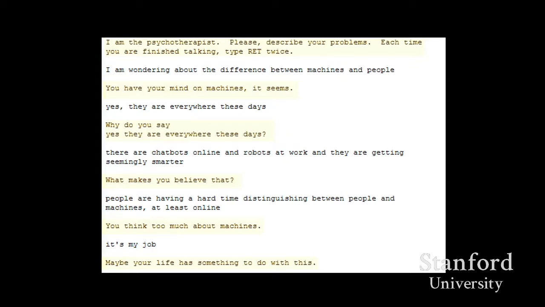And this is an actual interaction with Eliza that I did. But the thing is, he framed it as saying it's a Rogerian psychologist, and the idea was it's a psychologist who, whatever you say, is going to say, well, why did you say that? What makes you think this? And so it was a framing that made these kind of simple sentences make sense.